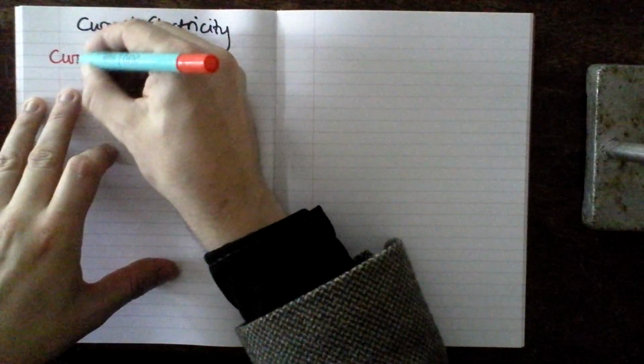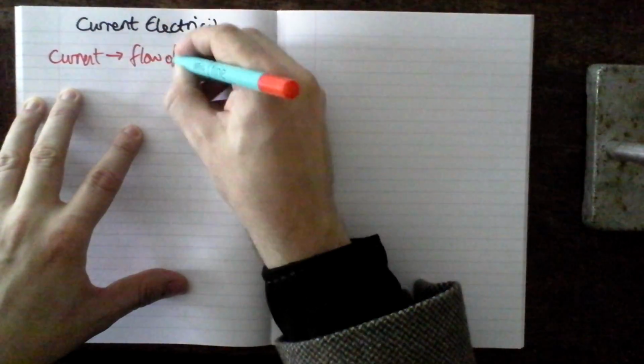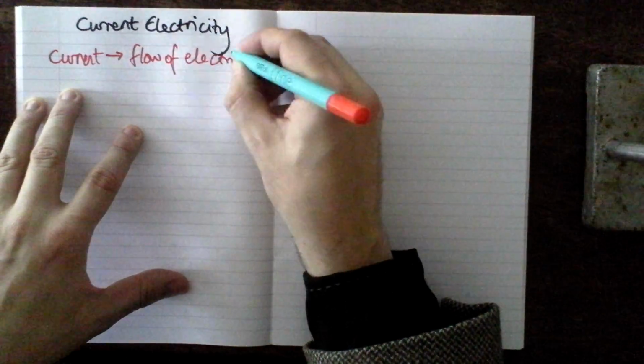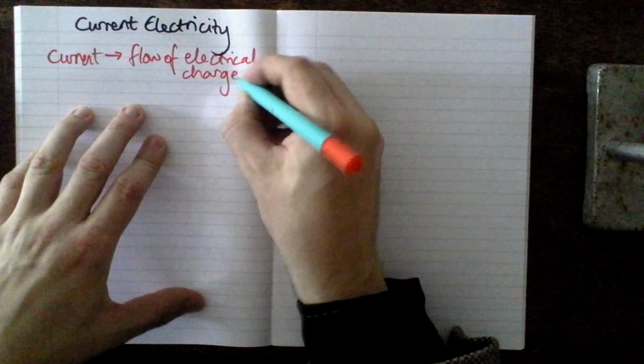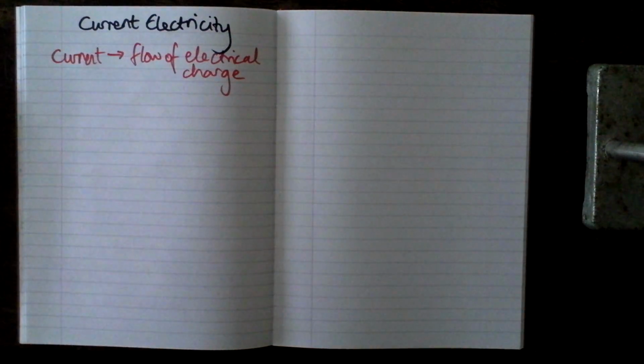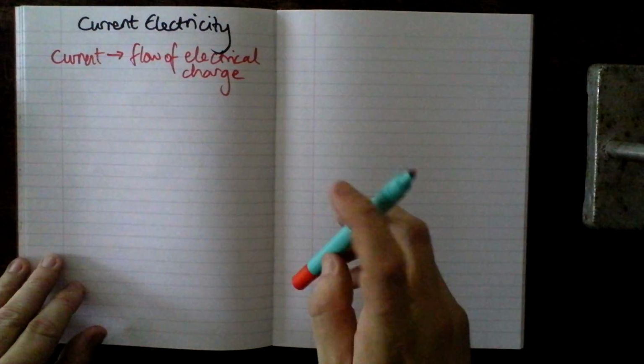It's worth just talking about a few of the key words we need to understand. Firstly, current. Current is just a flow of electrical charge. Now, as we mentioned when we talked about static electricity, the only charged particles that will really move very much are electrons. So we often talk about current as being a flow of electrons because they're carrying electrical charge.